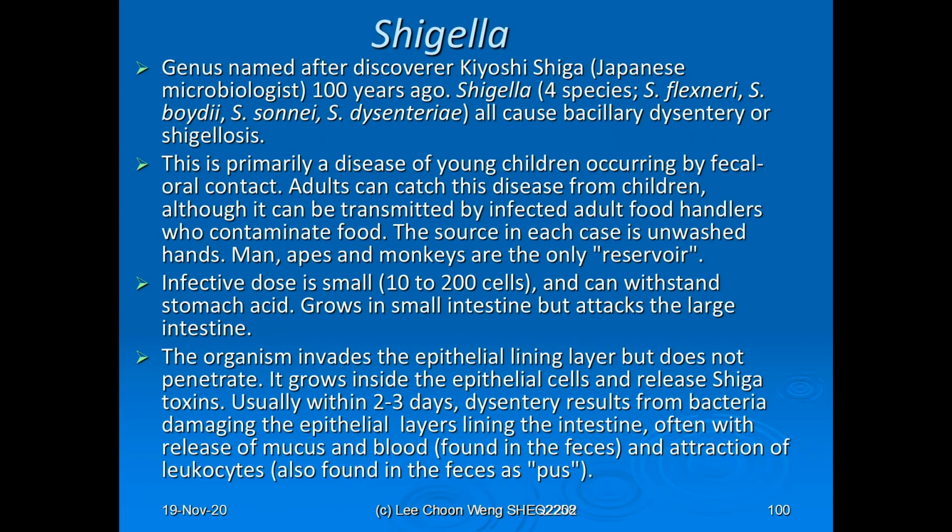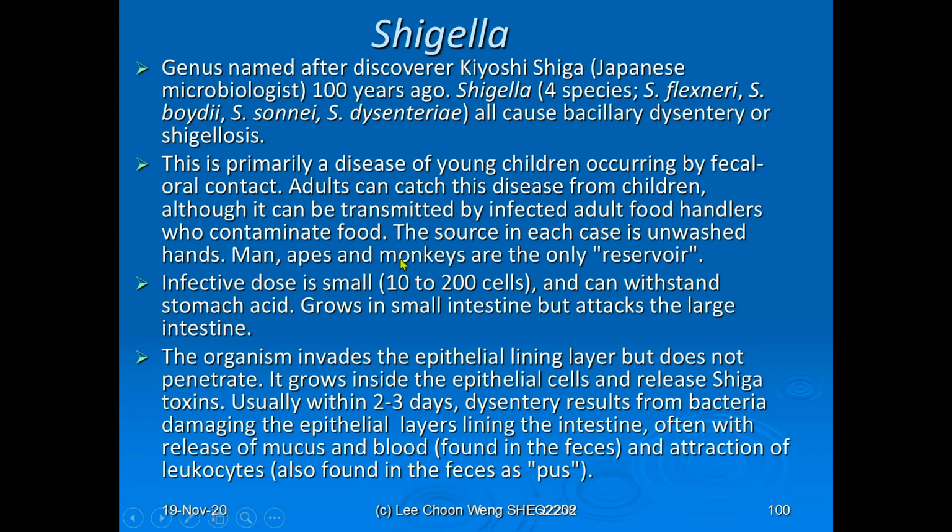The genus Shigella was named after its discoverer, Kiyoshi Shiga, about 100 years ago. There are 4 species here: Shigella flexneri, boydii, sonnei, and dysenteriae. All cause bacillary dysentery or shigellosis. Okay. This is primarily a disease of young children through contaminated foods, water, or unhygienic, dirty hands entering your mouth.